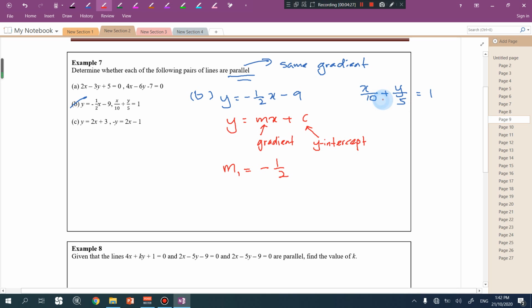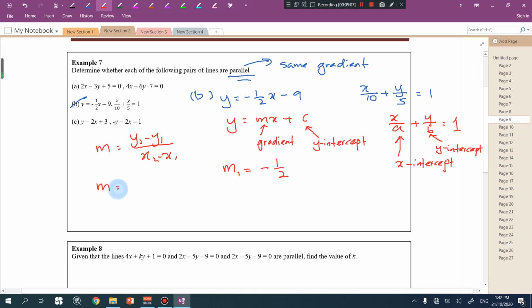So how about this? This is the intercept form. If you have an equation that looks like this, x over a plus y over b is equal to 1, this a is the x-intercept and this b is the y-intercept. When we find the gradient, normally we recall the formula y2 minus y1 divided by x2 minus x1, right? Besides using this formula, still remember we have another formula, which is negative y-intercept divided by x-intercept. Still remember this? Okay, if we know this formula, we can get the gradient for this straight line easily.